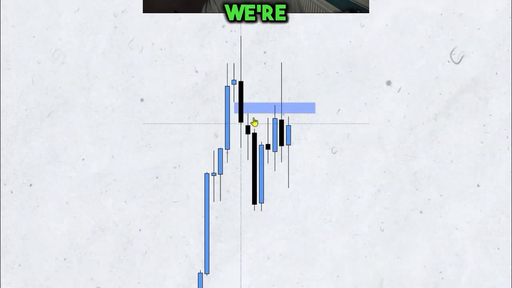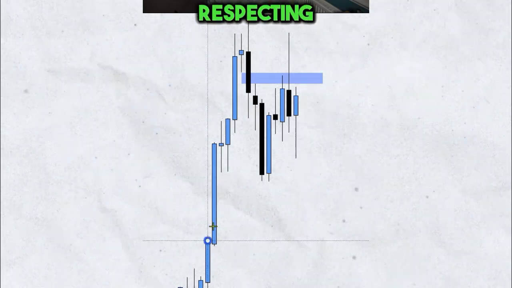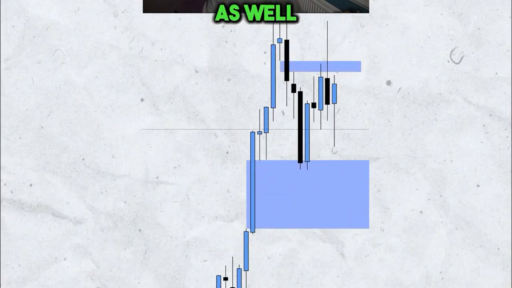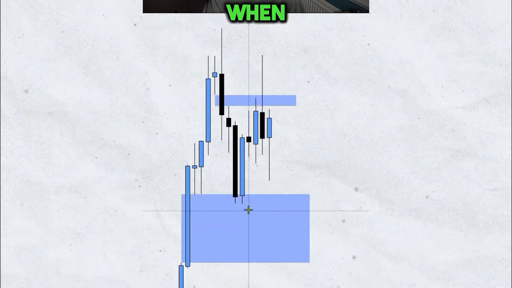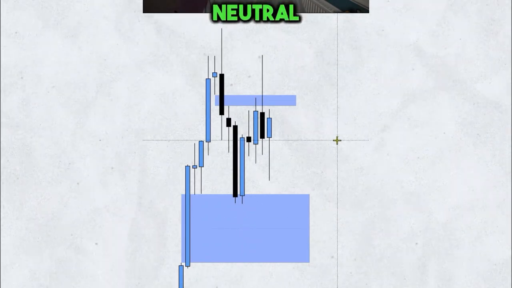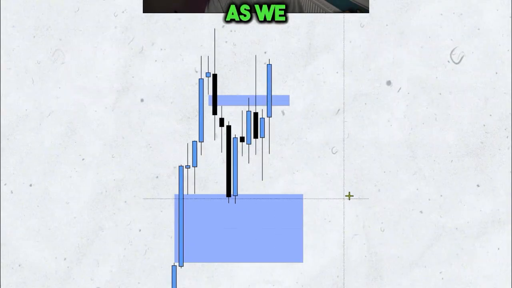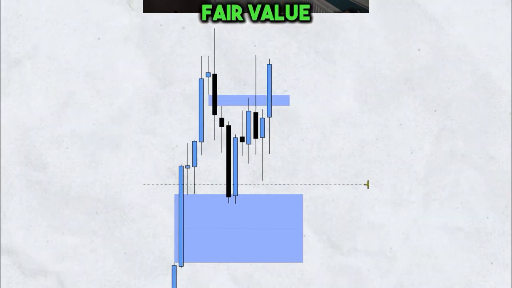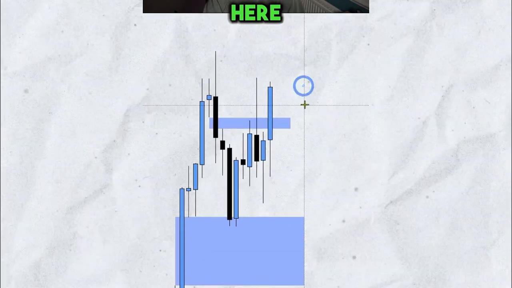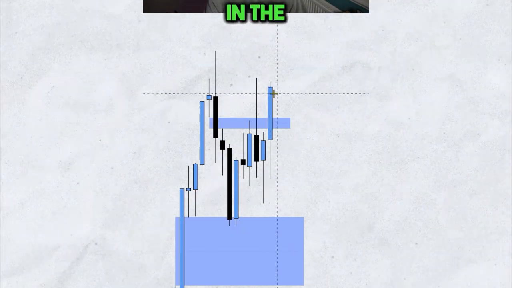As you can see, we are currently respecting a bearish fair value gap right here, and then we are currently respecting this bullish fair value gap as well. So in a situation like this, when we are just respecting two fair value gaps, my bias would be kind of neutral, and as you can see, we've kind of just been chopping around. But as soon as we disrespect one of those fair value gaps, for example right here, we have now had this candle close above this bearish fair value gap in the market.